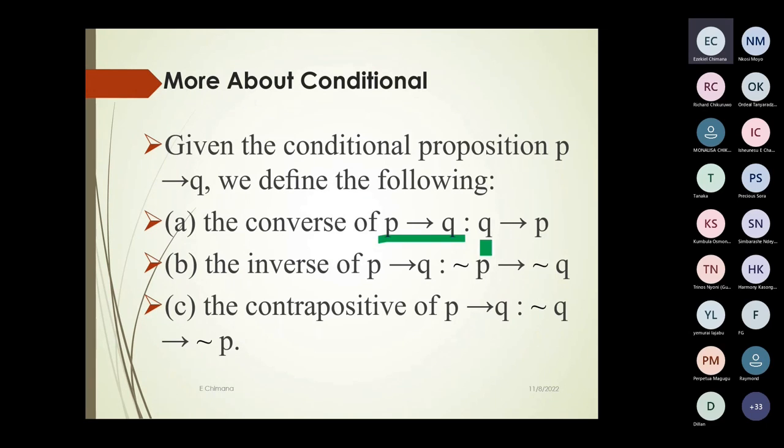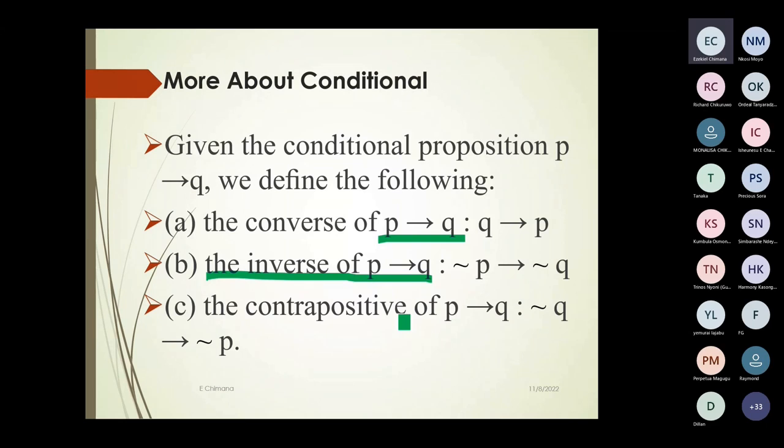And then the inverse. If you are being asked to find the inverse of a conditional statement, P implies Q, it will be the negation of P implies the negation of Q. So you simply negate both the statements there, P and Q. Then the contrapositive of P implies Q will be the negation of Q implies the negation of P.